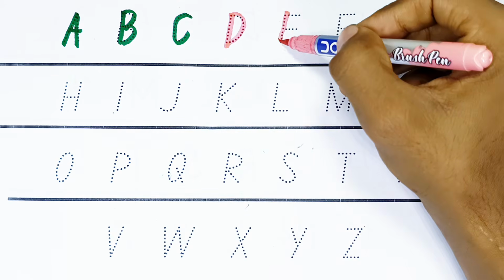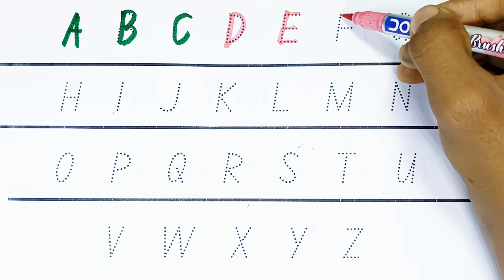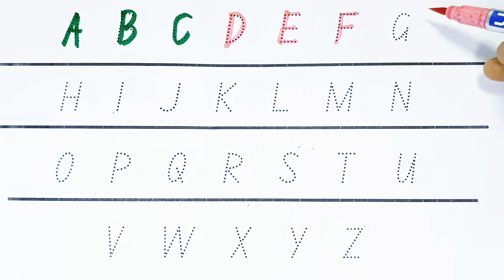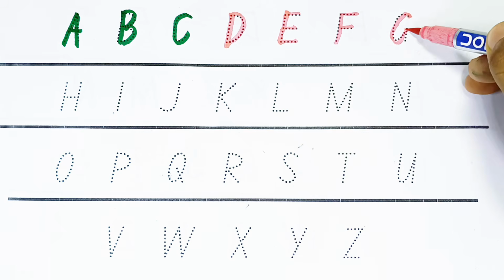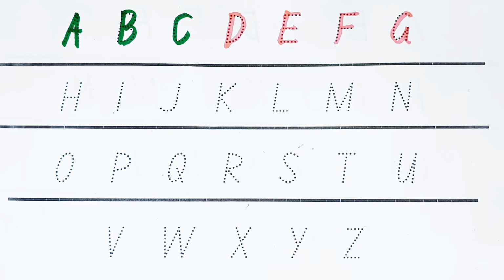D for dog. E for elephant. F for fish. G for God. Kids, now you draw H.